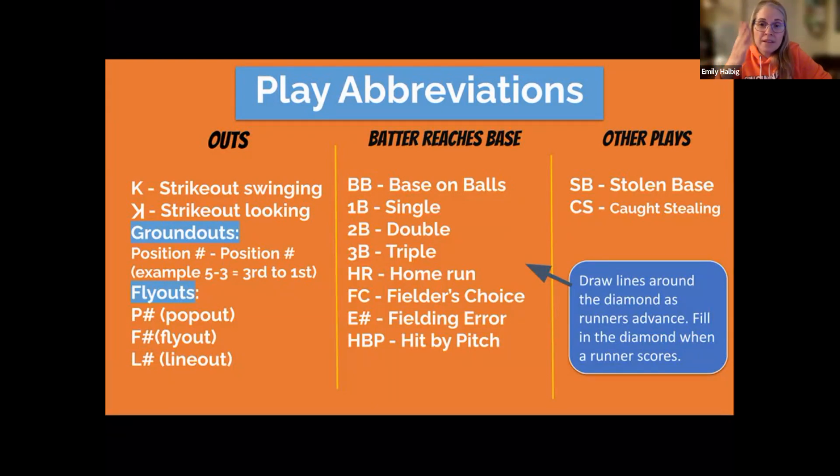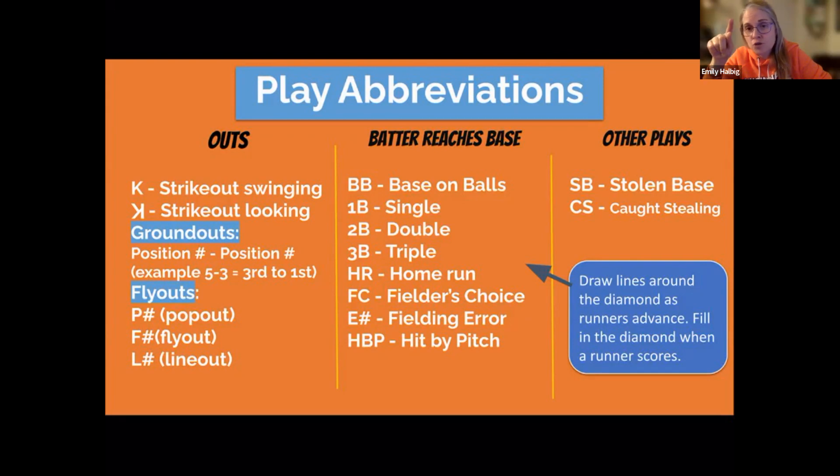When batters reach base, the codes are there. You would write BB for a walk, base on balls, then single, double, triple, home run. Fielder's choice is FC. An error would be E, and then the position of the person who made the error. So if it's a shortstop error, it'd be E6, and then hit by pitch. And then as we score, if they got a double, you would write 2B, at least that's what I write.